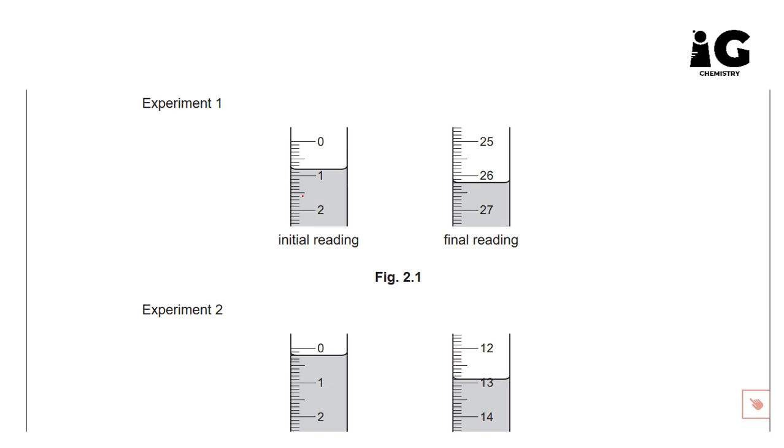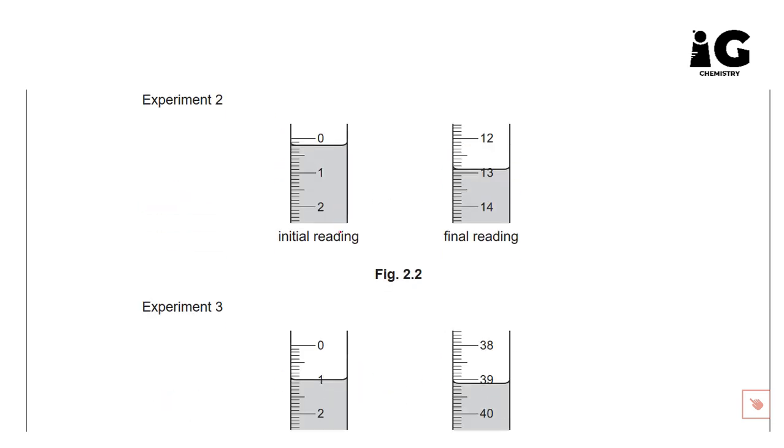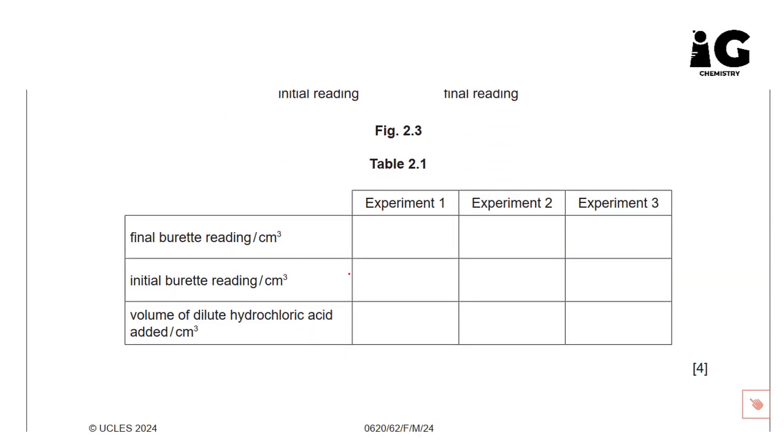So the first one now, let's start with this. Here in experiment one, you read the consumed solution, okay? We started from zero, and then you go down to read what's here. This is less than one, so actually this is 0.8. You see guys, this is 0.8 because it's before one. So for experiment one, take care, this is the initial reading, it's 0.8.